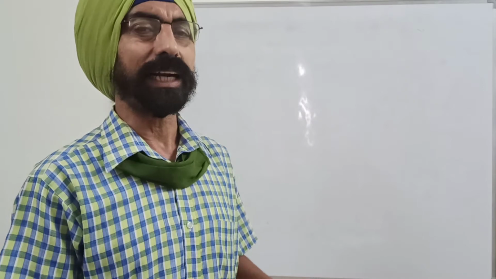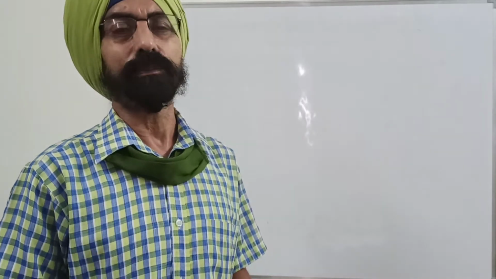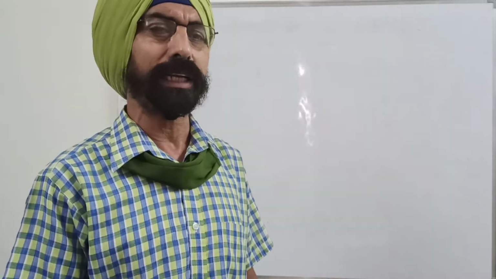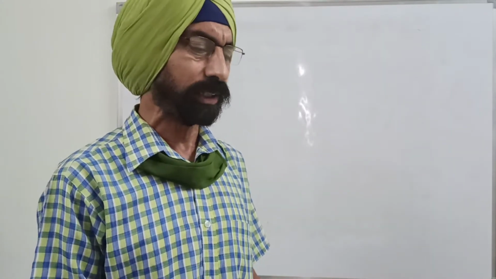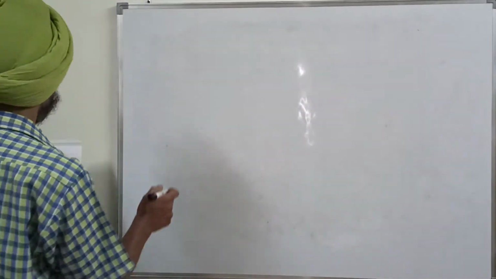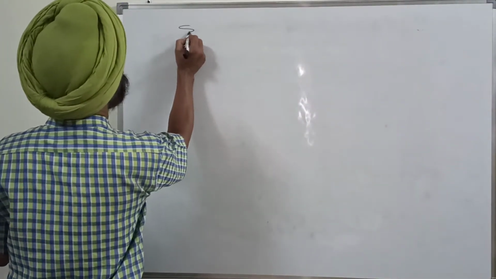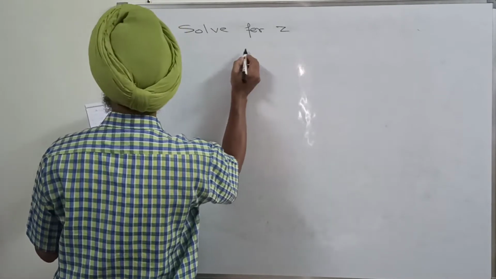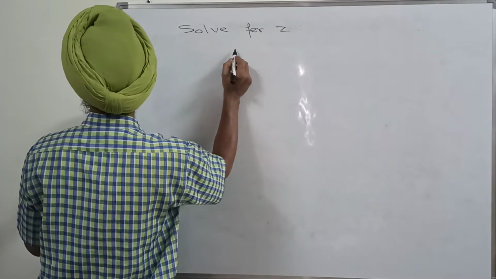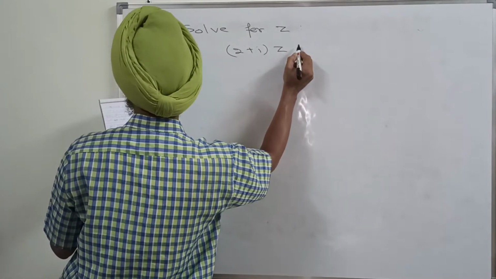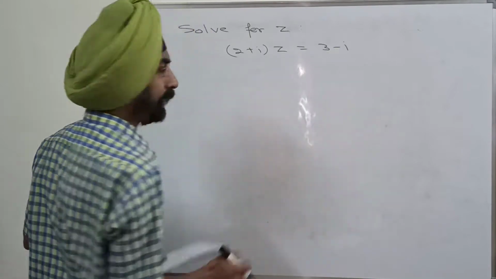So here we start with some more questions. In the previous video we have seen some easy questions, and now we'll move on to a little bit, only a little bit difficult questions, not too much. So what questions am I going to take today? The first one is: solve for z. This equation is (2 + i)z = 3 - i.